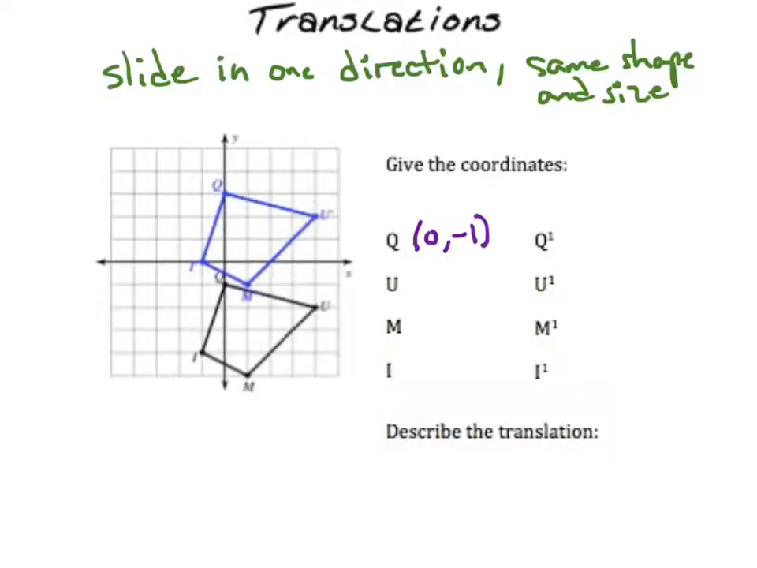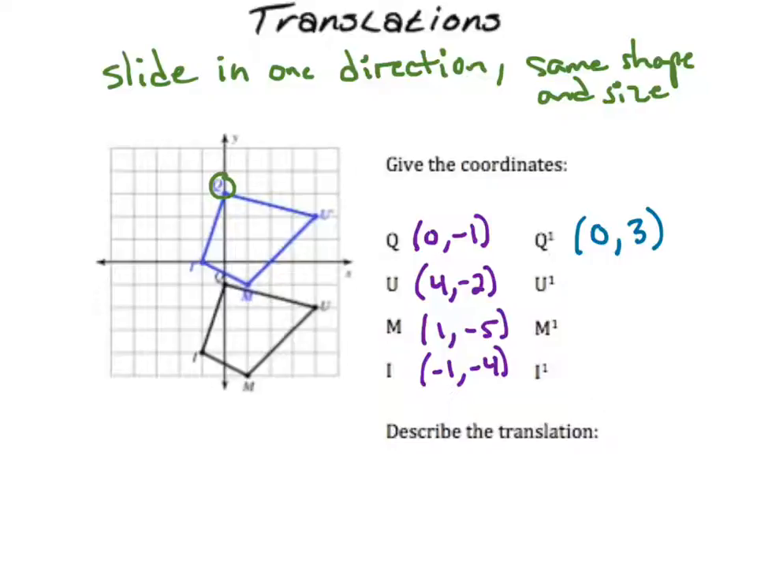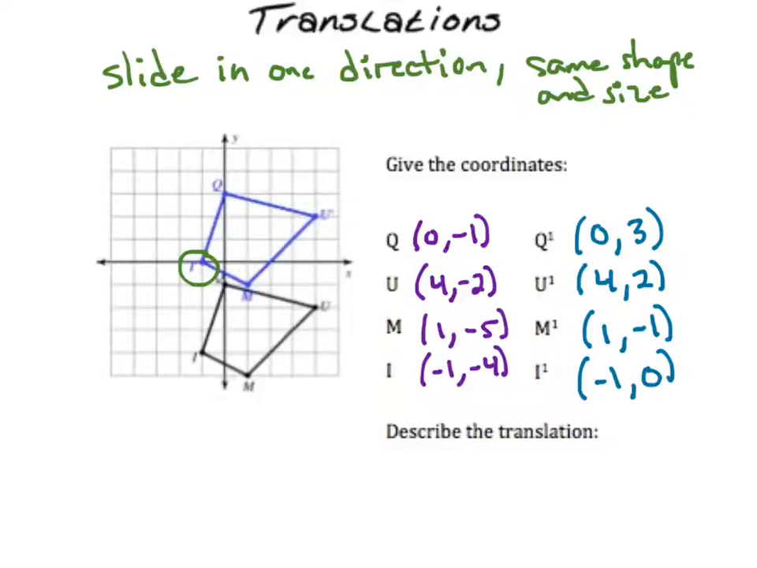Okay, so here's the points for U, the coordinates for M, and the coordinates for point I. Did you get all those? Oh, good. How about the coordinates for point Q prime, or Q sub 1? U sub 1, M sub 1, and I sub 1. All right, make sure you've got all the right coordinates of these points.